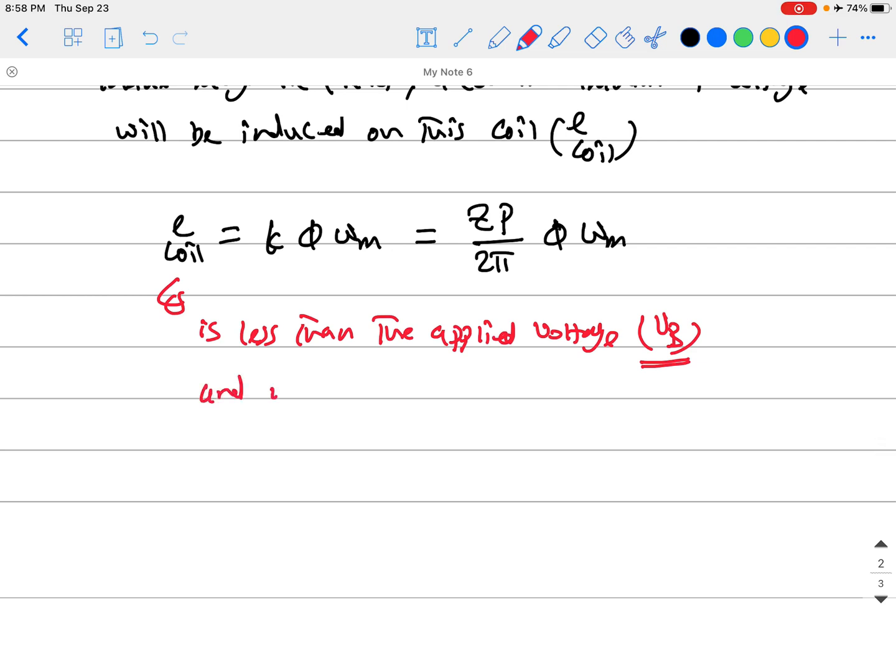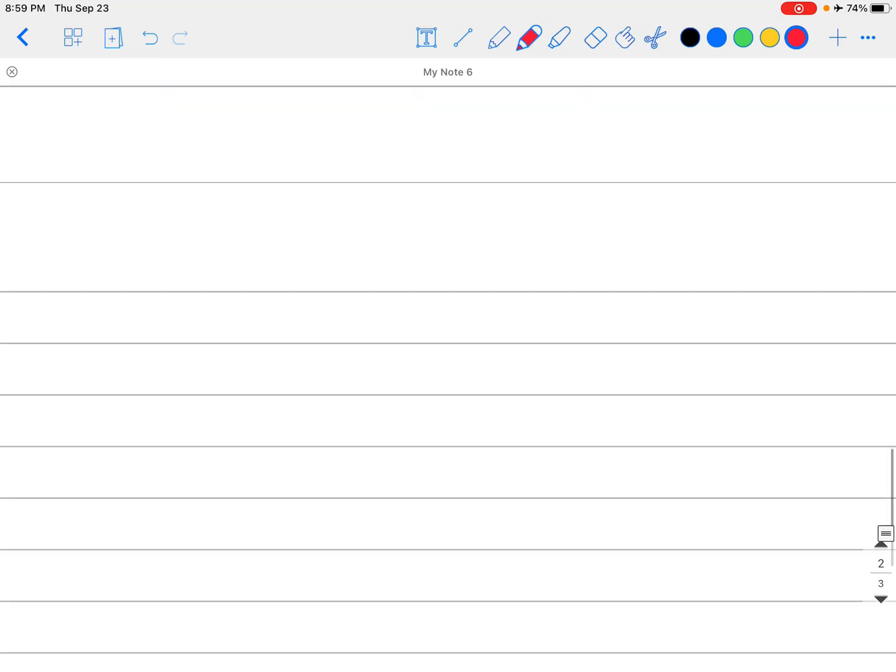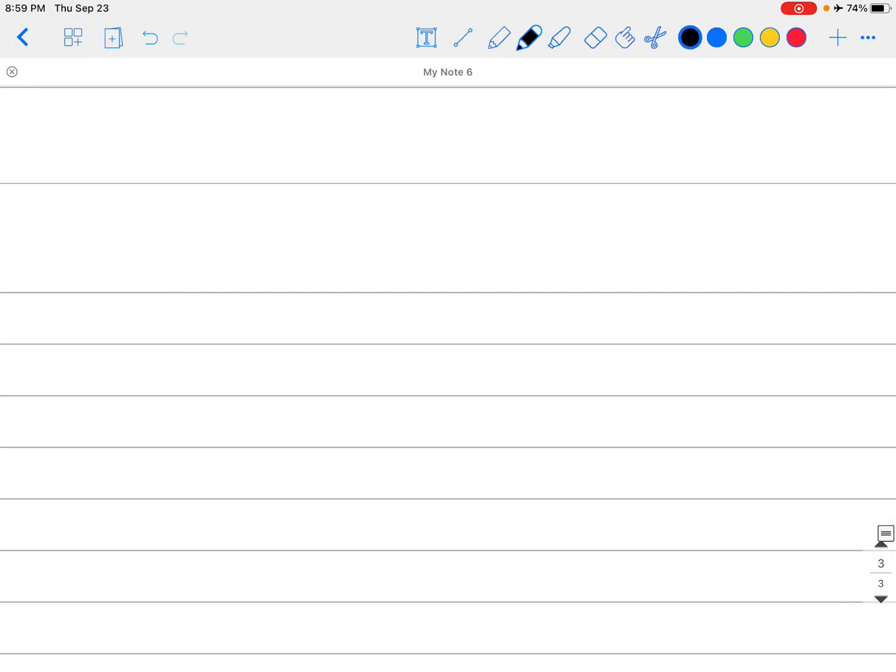And it opposes this applied voltage. So the induced voltage is less than the applied one and also opposes it. That's coming from Lenz's law. If you remember Lenz's law, it says that any induced effect will have an action that opposes the source of it. Okay, guys? And that is the very last thing we just ended the last lecture with.